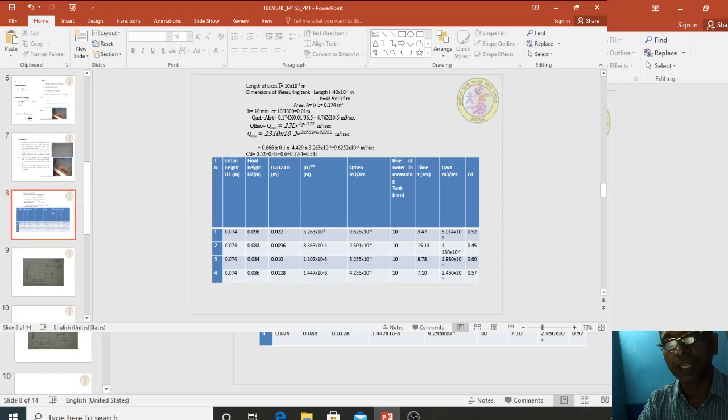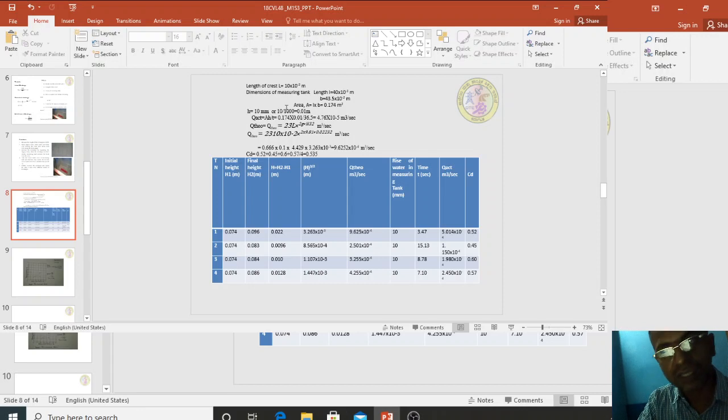Coming to the calculation part, as I said earlier, we have to measure the length of the crest L, and the dimension of the tank, L into B. From that we will get the area. Height of water storage we have kept constant. In some places time will be kept constant and height will be calculated. What is the rise in height? So by using a piezometer, any method we can do it.